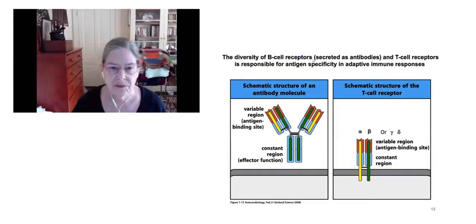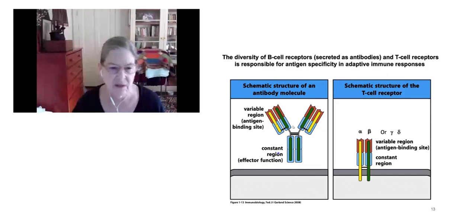Now, the B cell receptors and T cell receptors are homologous to each other. They're all based on this fold called the immunoglobulin fold, and they have two areas on these molecules. B cell receptors are made of a light chain and a heavy chain, and you can see that they're bilaterally symmetrical. This is the constant region that drives the effector function of the cell.